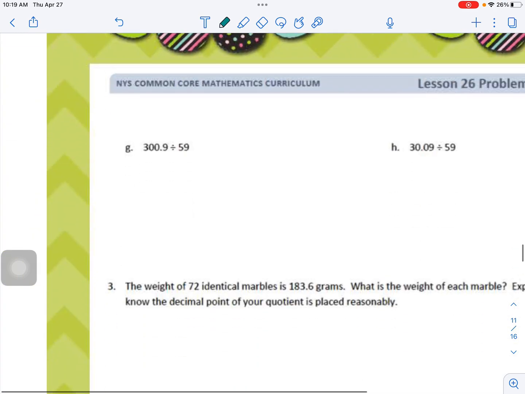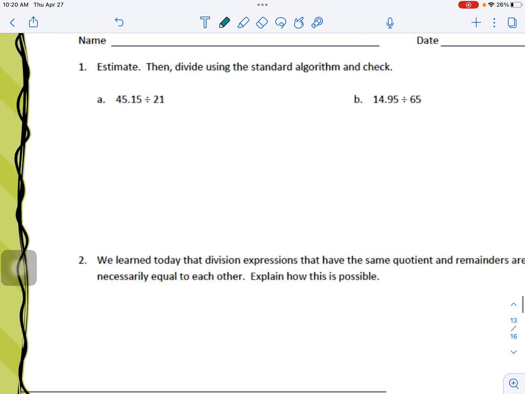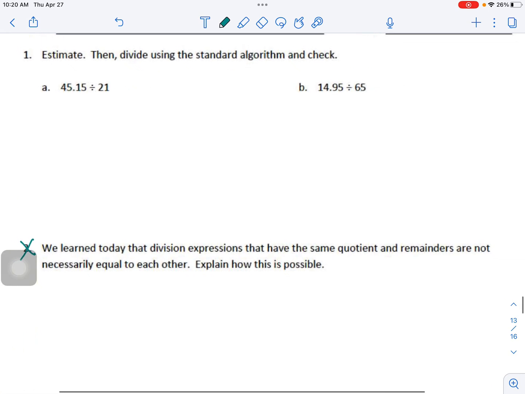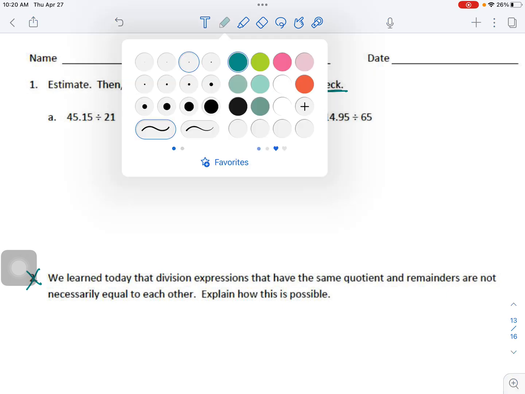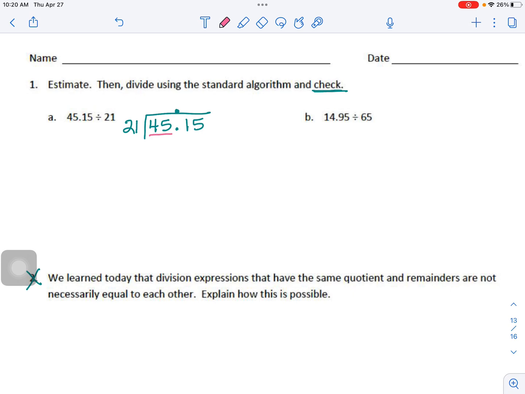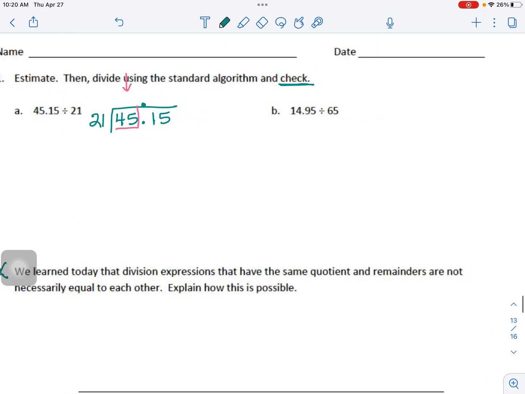Okay, let's look at the exit ticket. So on the exit ticket, I'm going to get you started. Now, cross off number 2, do not do it. And if you want to solve the problems at the bottom or check at the bottom, that's fine. There's a lot more room down there. So I'm going to do, and it says you have to check, 45.15 divided by 21. And I'm going to get you started by helping you draw your box. So the first digit you write is going above the 5.